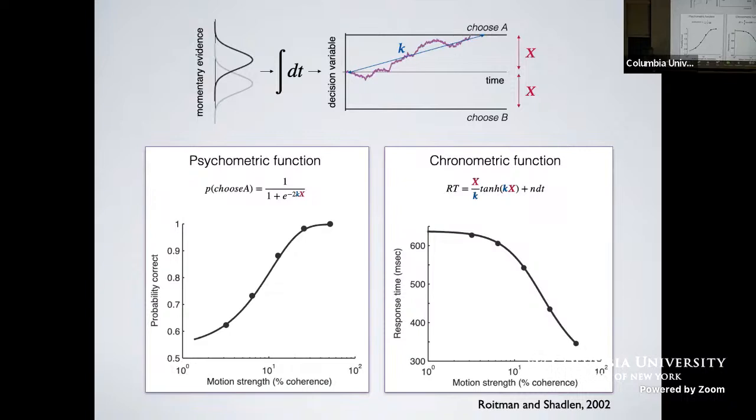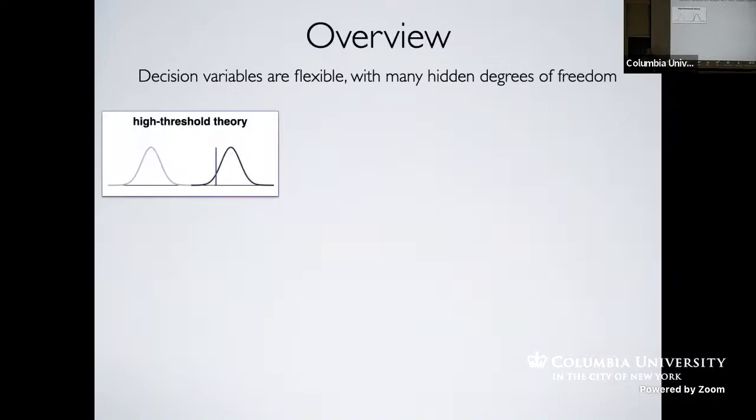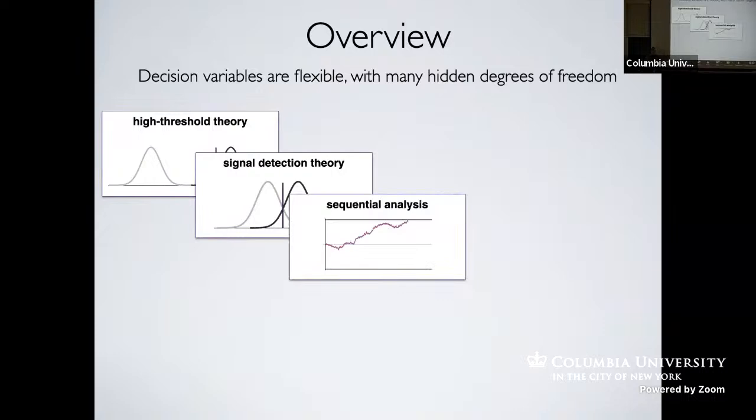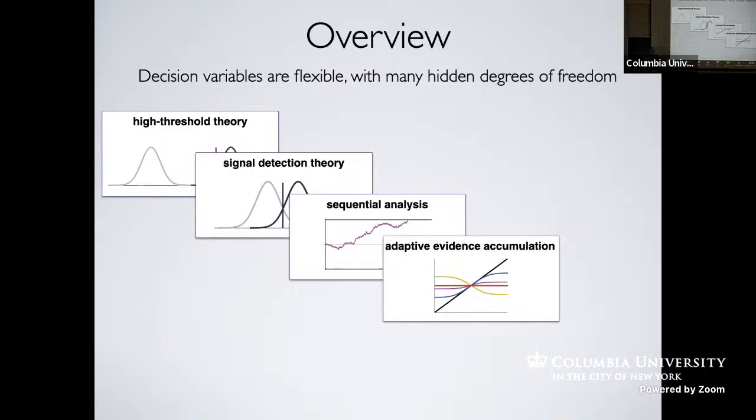So the overview of the talk, given that introduction: we started with high threshold theory, and that gave way to signal detection theory, which gave way to what we often call sequential analysis, thinking about decision variables that evolve over time. What I'm going to talk about are the next steps in this process. And so the main bulk of my talk will be what I refer to as adaptive evidence accumulation.